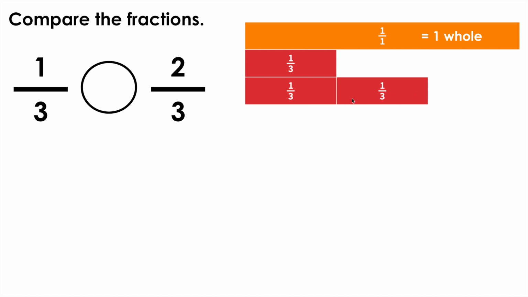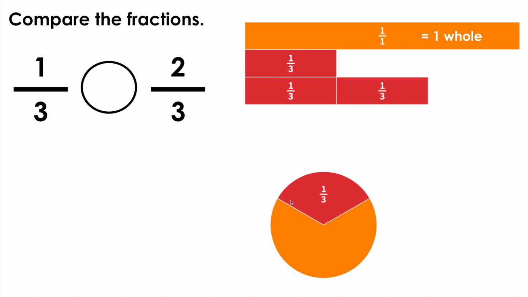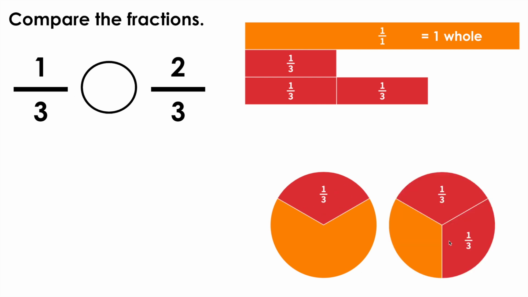So we know that 2/3 is greater than 1/3. We have a whole and we have 1/3 of the whole for the first fraction, and we have a whole and 2/3. We can see that 2/3 is 1/3 away from being a whole. So we know 2/3 is greater than 1/3. So let's say it together. 1/3 is less than 2/3.